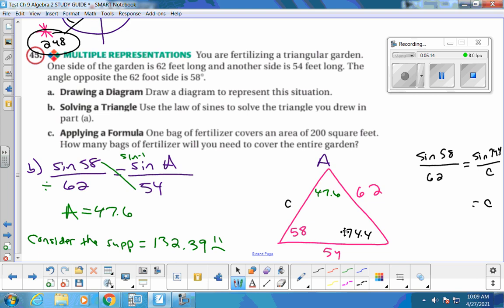Divided by sine 58. How does 70.4 sound?